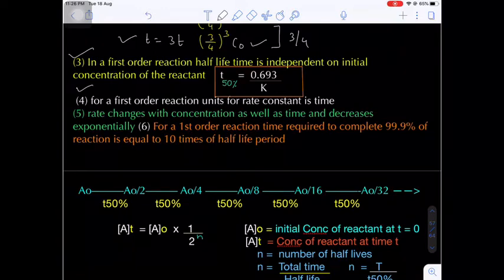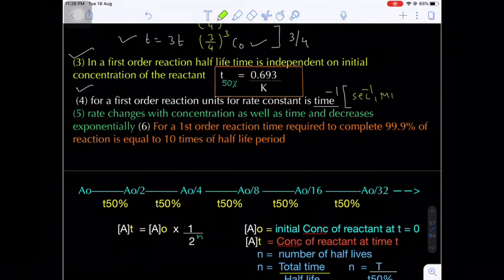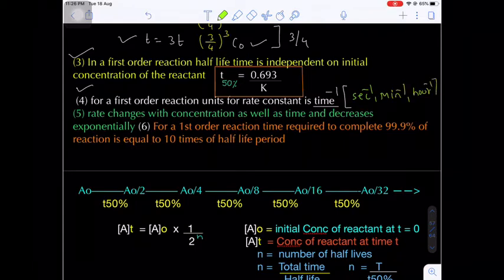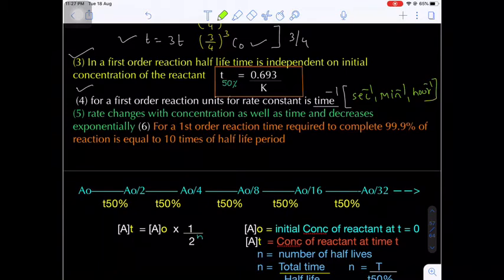And next, for a first order reaction, the rate constant unit will be what? Time inverse. With the help of the rate constant unit, we can identify the order of the reaction, like second inverse, minute inverse, hour inverse, etc. These are the time inverse per time. This is the unit for the rate constant of first order kinetics.